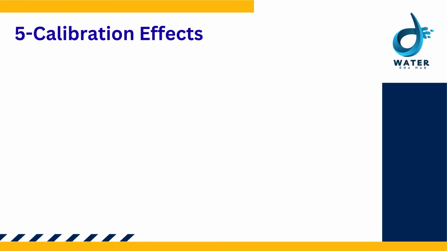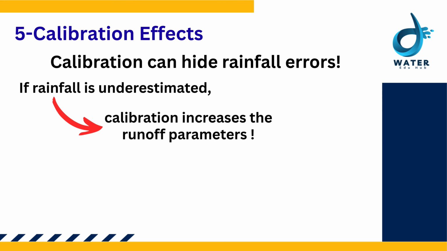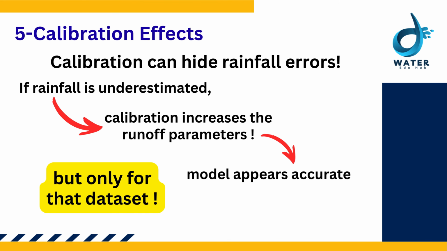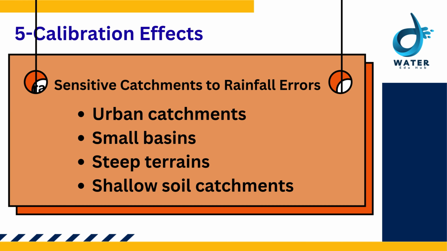It is worth noting that calibration can hide rainfall errors. For example, if rainfall is underestimated, calibration increases the runoff parameters. The model appears accurate, but only for that dataset. Finally, note that some catchments are more sensitive to rainfall errors than others. Examples are urban catchments, small basins, steep terrains, and shallow soil catchments.